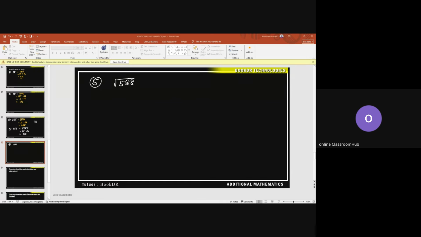So this will be the example we'll have to break further. It's correct. 4 times 147 will give us 588. So this will give us the square root of 4 times the square root of 147. The 147 also contains a perfect square, so you need to break further.